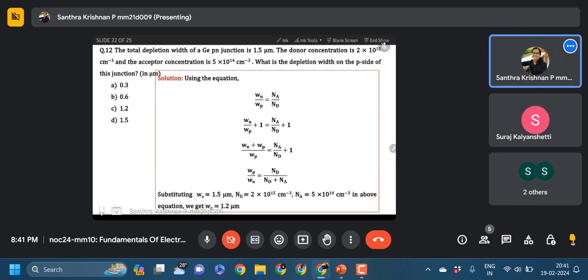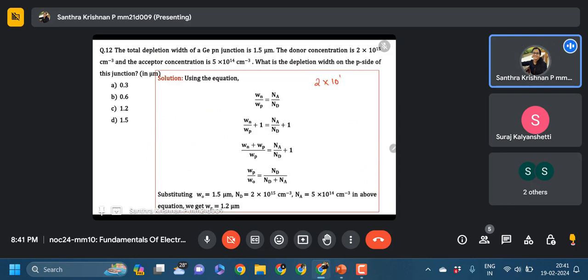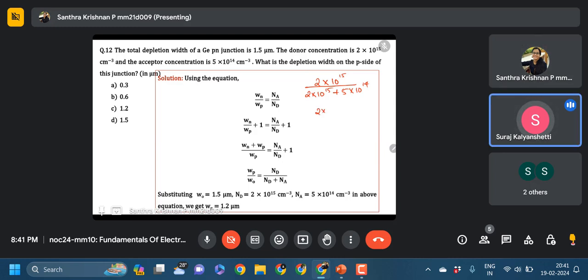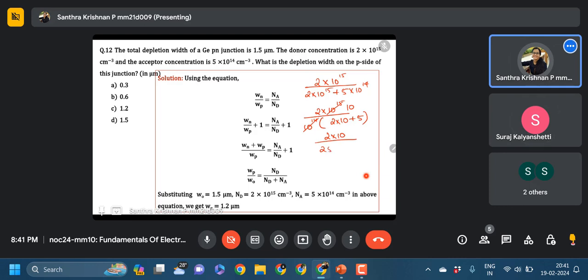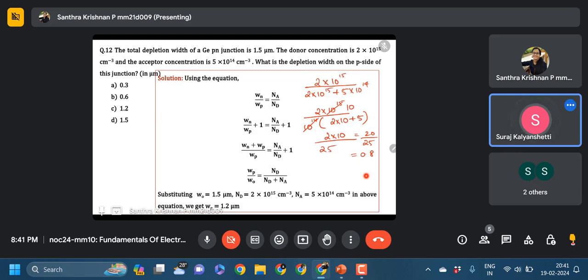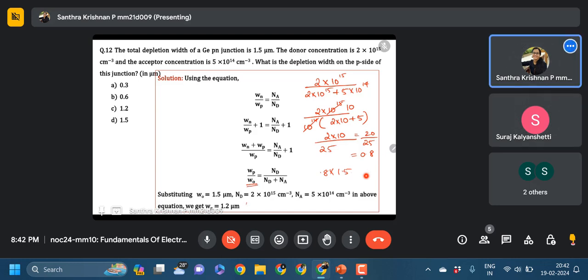2 into 10 to the power 15 by 2 into 10 to the power 15 plus 5 into 10 to the power 14. This is common. 2 into 5, so you cancel these two and you have a 10 here. 2 into 10 by 25, so that is 20 by 25, which is 0.8. Yeah, 0.8 into 1.5 is W0, that is 1.2.